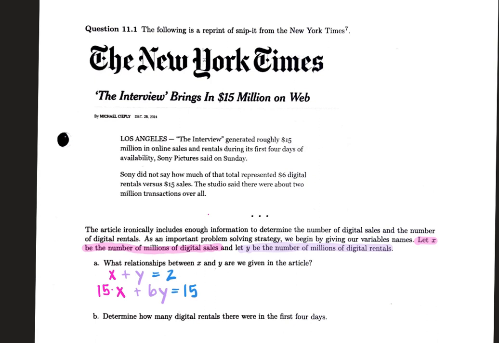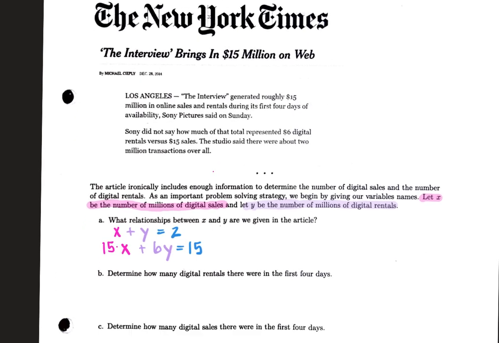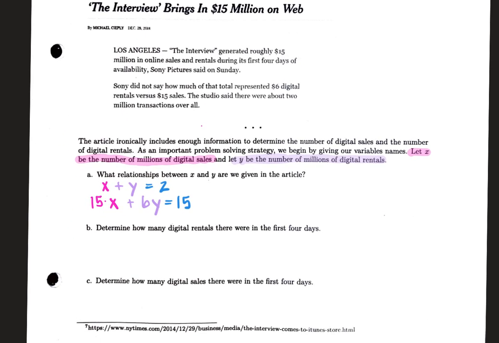We will go over solving this in detail in the next pages in the section. But I am going to just show you a quick solution. It says, determine how many digital rentals and digital sales in the next two problems. So what we can do is solve it. I will go into detail later, but I'm going to let that top equation equal 2 minus y and plug that in. So 15 times 2 minus y plus 6y equals 15. And I'm going to go through and solve this equation.